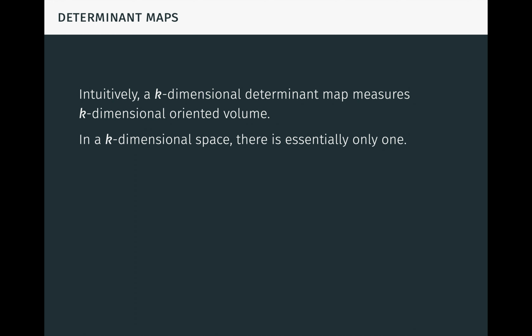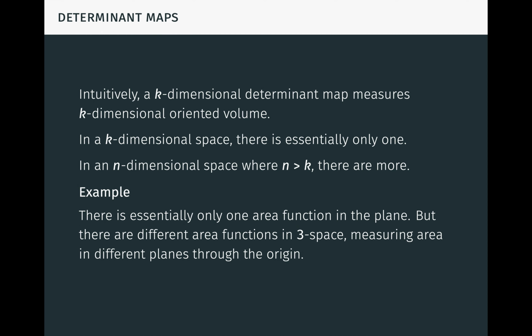In a k-dimensional space, there is essentially only one k-dimensional determinant map. In an n-dimensional space where n is greater than k, there are more. For example, we've already seen that there is essentially only one area function in the plane. Any two such functions agree up to the unit area they assign. But there are truly different area functions in three-dimensional space, measuring area in different planes through the origin. We'll get more intuition for this a little later in the video. For now, let's make the uniqueness claim precise.